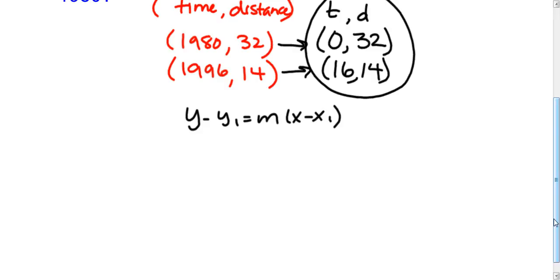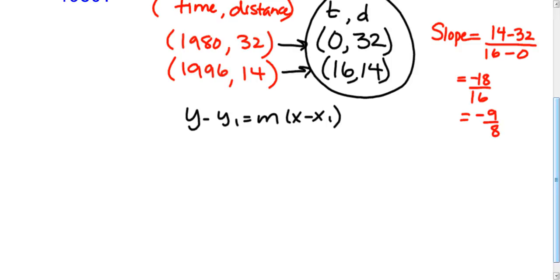The first thing you're going to do is start by finding the slope. And again, the slope would be the difference in the y values over the difference in the x values. So my slope would be 14 minus 32 over 16 minus 0. So 14 minus 32 is negative 18. 16 minus 0 is 16. And that would reduce, of course, to negative 9/8. Okay, that is your slope, or your m.